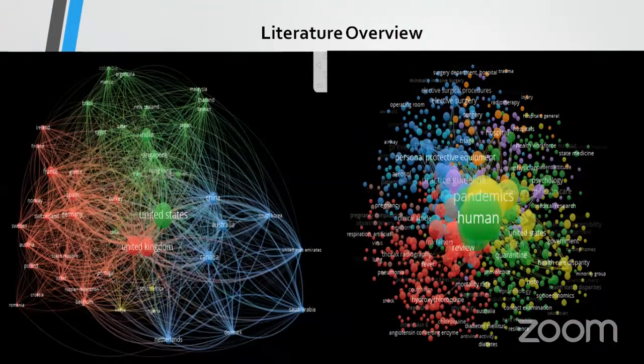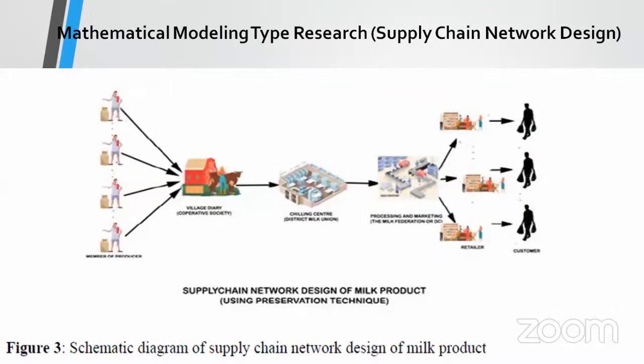Okay, very good. Now the next one is mathematical modeling type of research. That is my research work. I am doing research related to supply chain network design. That is my current research. If time permits, I'll give you a little idea. Five minutes are there, no? Okay.